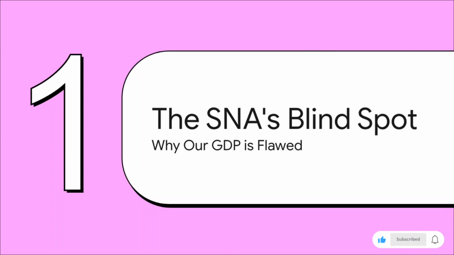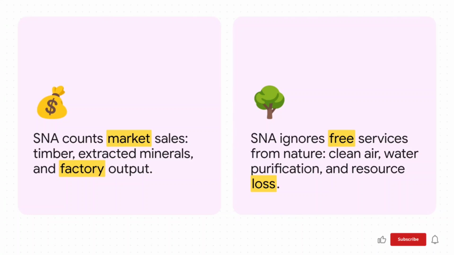The absolute starting point for your answer has to be this fundamental problem. Our standard way of measuring national income, the system of national accounts, is basically blind to nature. And you can see the problem right here. You see, the SNA is a pretty good accountant for stuff that gets bought and sold. You know, timber from a forest, minerals from a mine. But, and this is a huge but, it completely ignores the priceless services nature gives us for free, like clean air from that same forest. And it doesn't subtract the value of the natural resources we're using up.